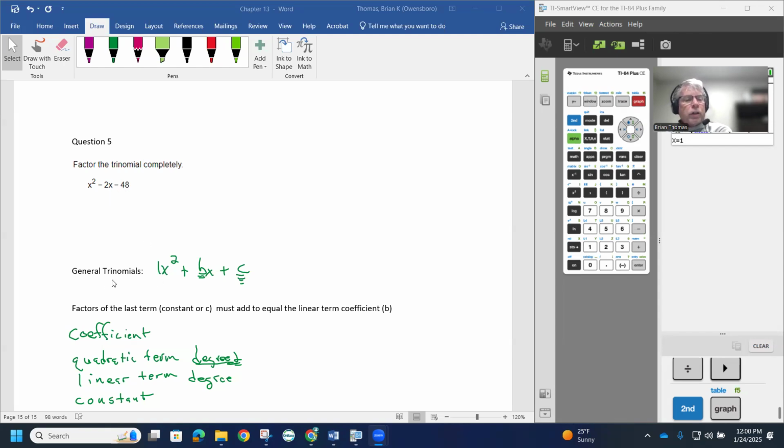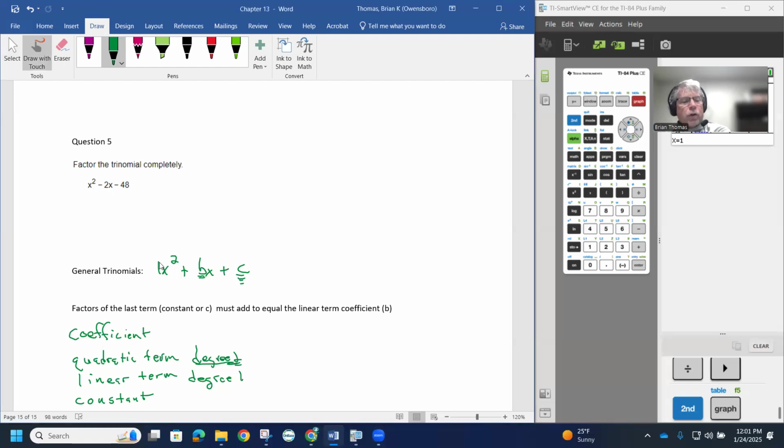So one thing we could do is, in general trinomials, if we have this x squared plus bx plus c, in other words, the quadratic term, its coefficient is 1. Again, a quadratic term means degree 2 term. Notice how the exponent of the variable is a 2, so we call this quadratic, degree 2. Linear term is what we call a degree 1 term. Notice how this was actually a 1. We just don't put it there. And then the constant is just the number on the end. So quadratic term, linear term, constant.